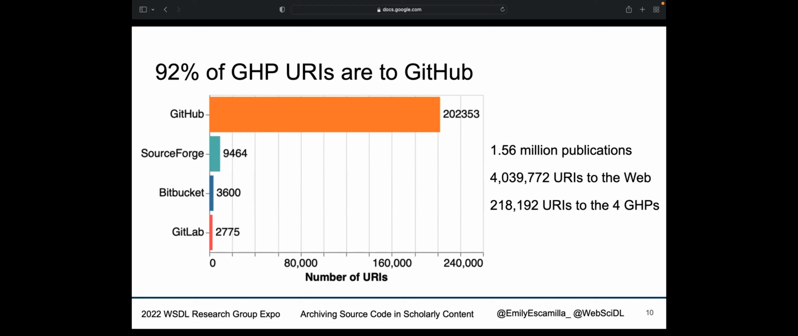And we found over 218,000 URIs to these 4 GHPs: GitHub, SourceForge, Bitbucket, and GitLab. Vicky Rampin's work found that these were the 4 most commonly used GHPs in academia. So that's why we chose those 4. And you can see with this bar chart that GitHub is overwhelmingly the most popular GHP referenced in scholarly content, with over 92% of GHP URIs going to GitHub alone.